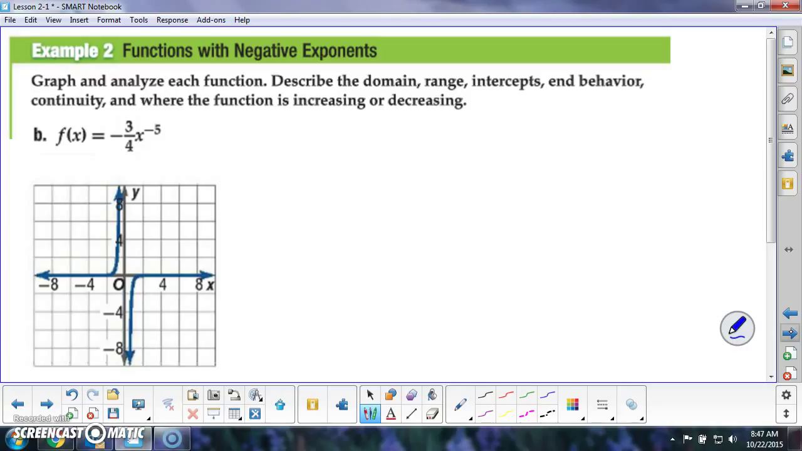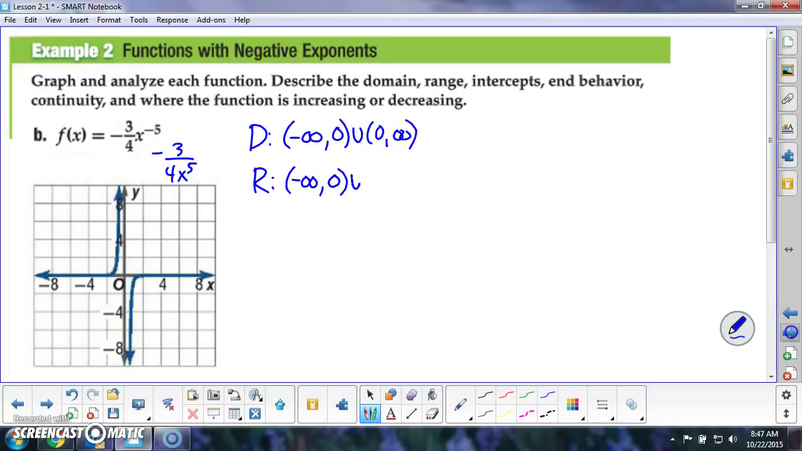So, talking about the characteristics. The domain on this is again all numbers except 0. And why is that? Because I could rewrite this function as negative 3 over 4x to the 5th. I could move that x to the 5th to the bottom of the fraction, and now you can see you can put any number you want into that except for 0. The range on this would be all numbers except for 0 as well, because you can see that it kind of flattens out at 0 as you go to the right, as you go to the left. Intercepts, there again are none. Never touches the x-axis, never touches the y-axis.